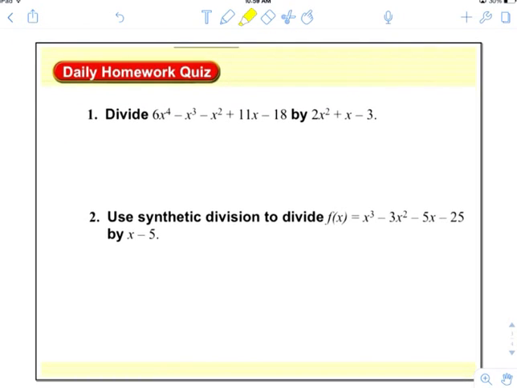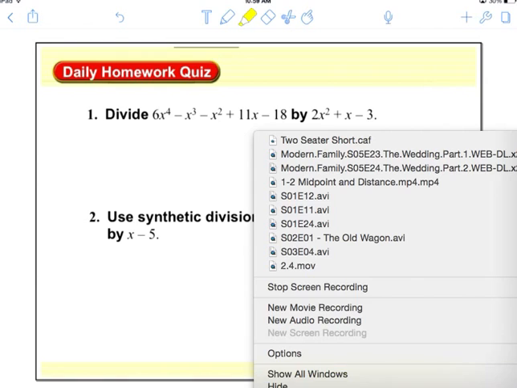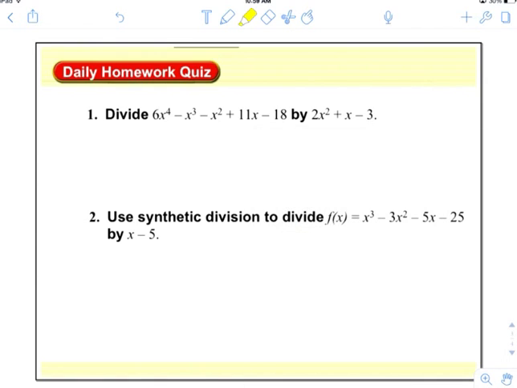Lastly, I want you to do your daily homework quiz. Again, I'm only checking today to make sure that you have completed those problems on your own. I really need to see where you're making any mistakes, but also where your questions are. So please write down your questions, do those as best as you can so that you're able to move forward in class the next time we meet.